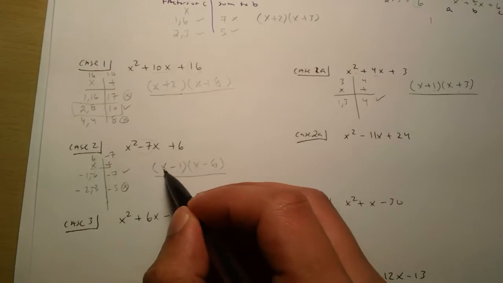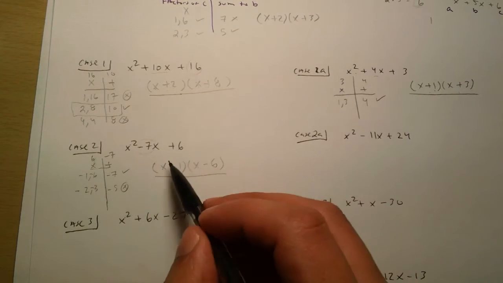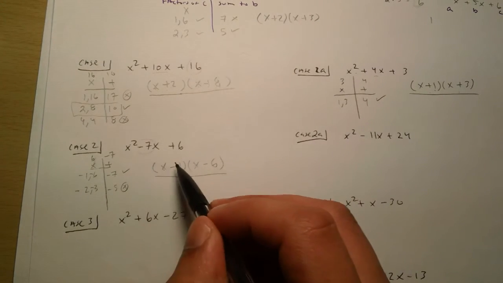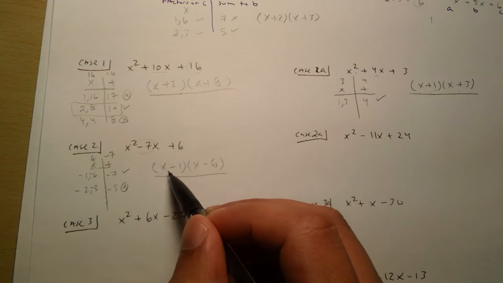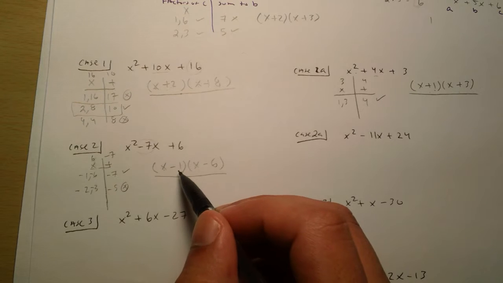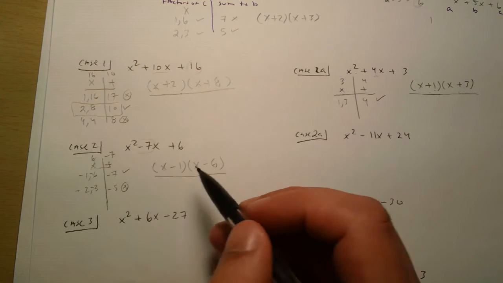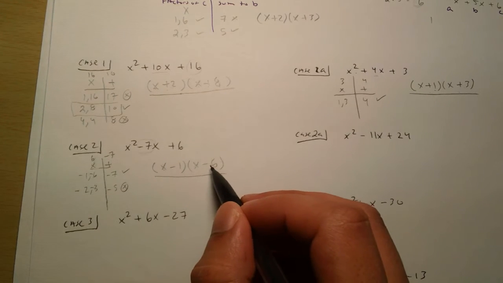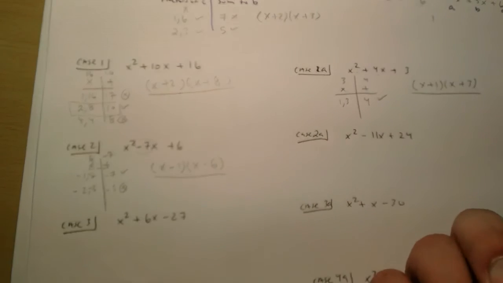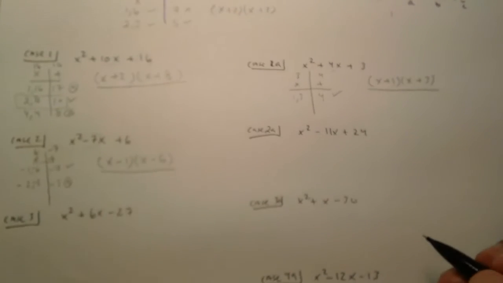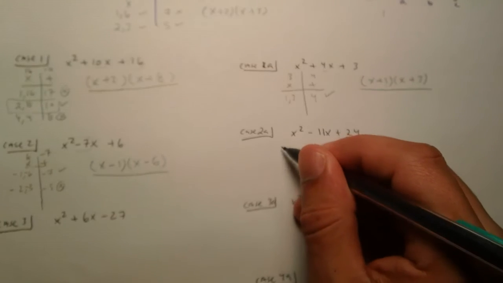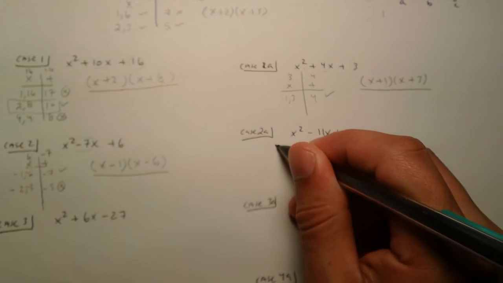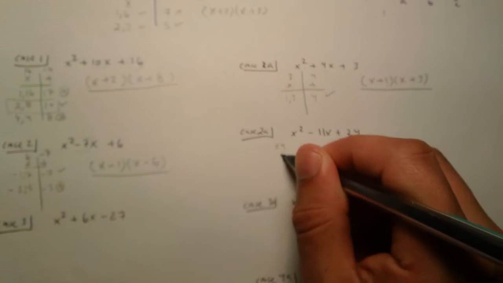Okay? So x times x gives us x squared. X times negative 6 gives you the negative 6x, and then we have a negative 1x. So negative 6x minus x will give you the negative 7x. And then negative 1 times a negative 6 gives you the 6. And that's it. Okay? So now, here, we're multiplying to get 24.